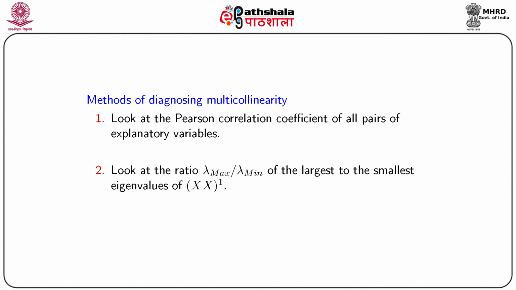Two methods of diagnosing multicollinearity in a given data set are by looking at the Pearson correlation coefficient of all pairs of explanatory variables, as we have done here. Although in this module we have calculated the correlation using R at a later part after fitting the model, what we should actually do is find the Pearson correlation coefficient of all pairs of explanatory variables before we start fitting a multiple regression model. So any high correlation should tip us off about the presence of multicollinearity. We should also look at the ratio of the maximum eigenvalue divided by the lowest eigenvalue of the matrix X prime X, of the largest to the smallest eigenvalues.